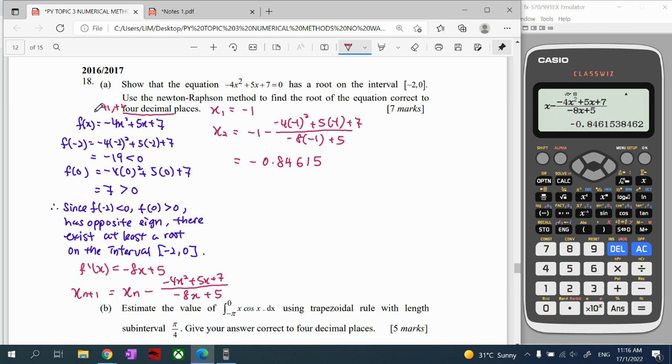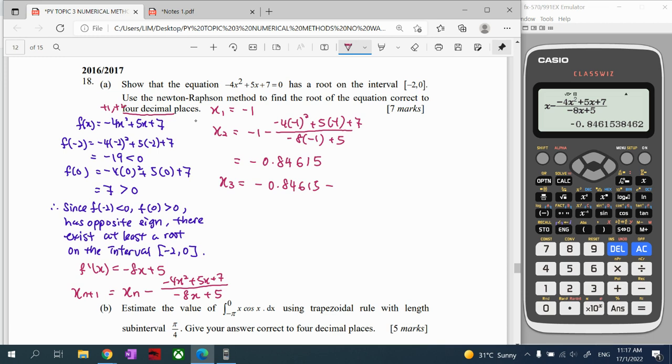0.84615. So this one I take one more decimal. Okay, so the final answer is 4 decimal places, and in the calculation we take an extra 1 or 2. Then x3, when you want to repeat, we have to rewrite again our formula.